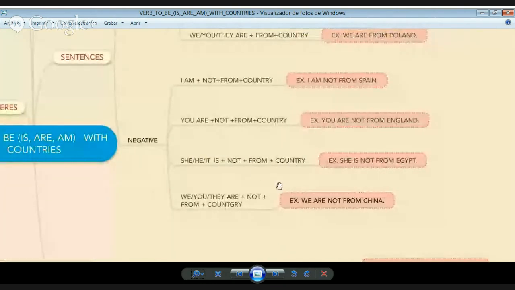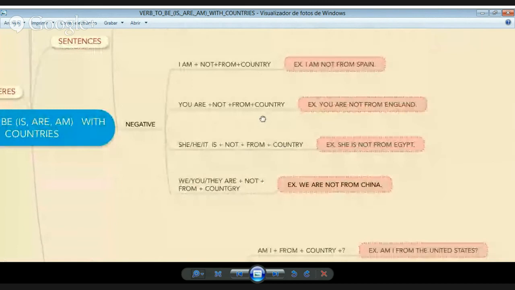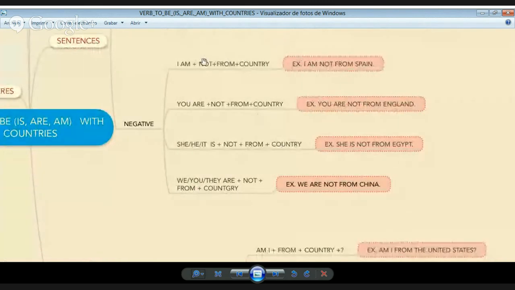If you want to make negative sentences, okay, you can follow these structures. Basically, these ones are the ones that you can use in order to speak.